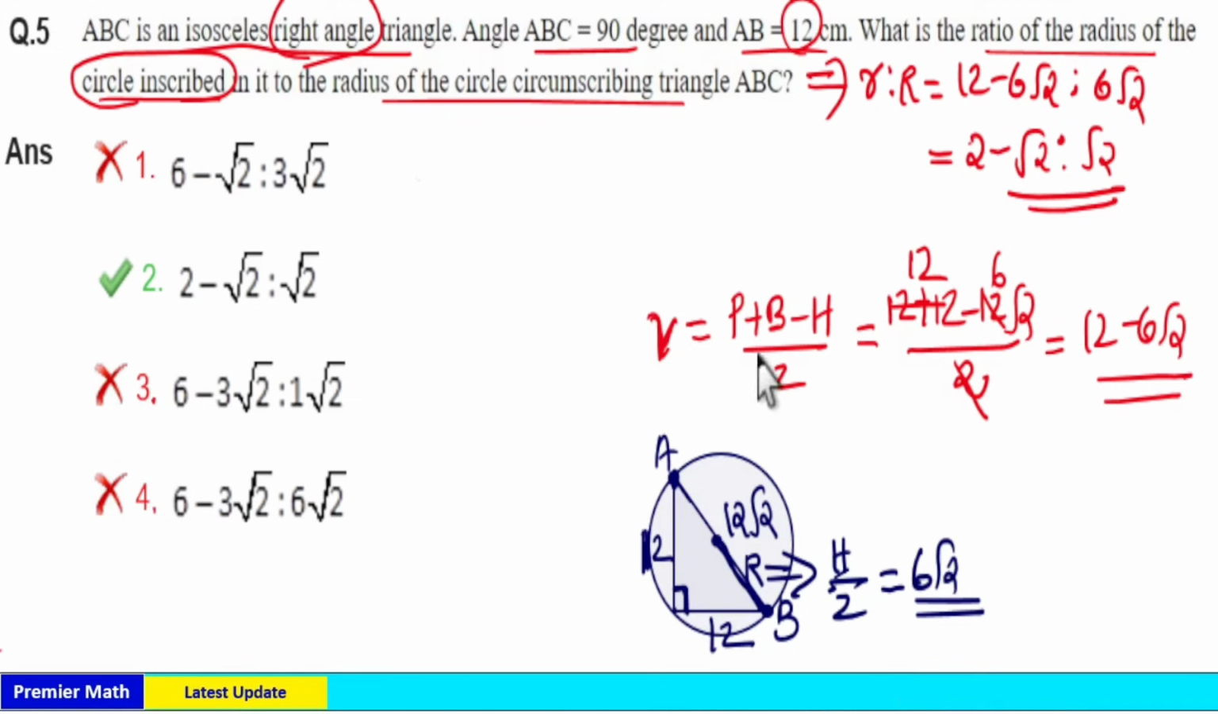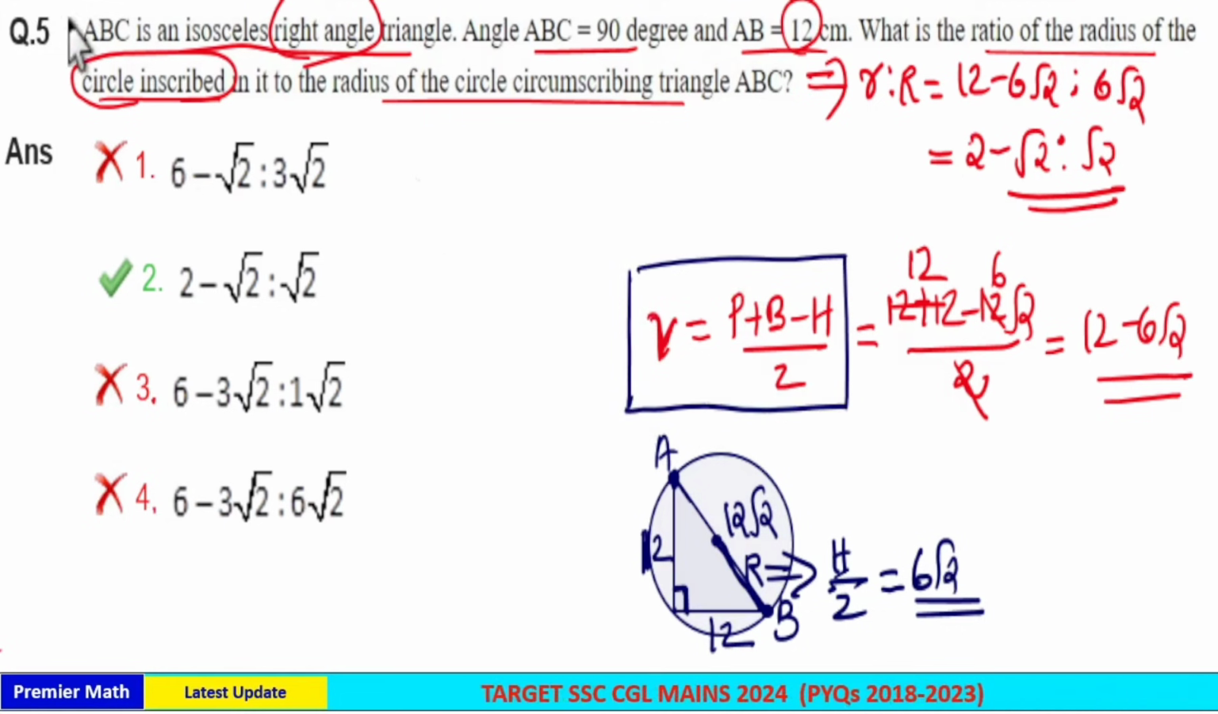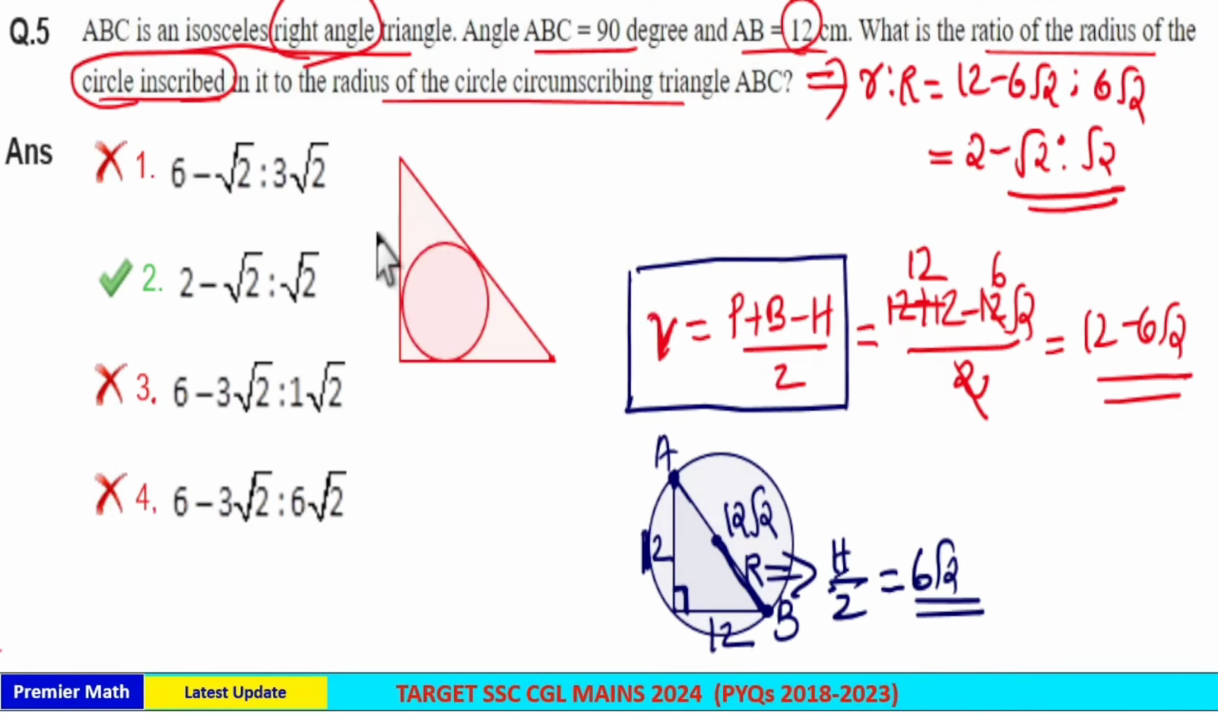Now, if you don't know this inner circle radius formula, just use the method. Here, this is an incircle inscribed in this isosceles triangle. Here, this is radius r, which means the inner radius is r, so this length is also r, and these two lengths are r.